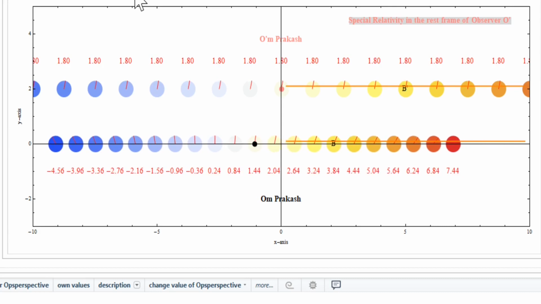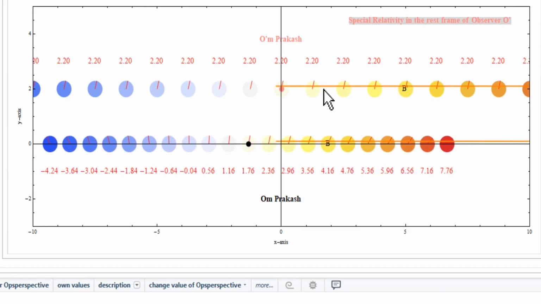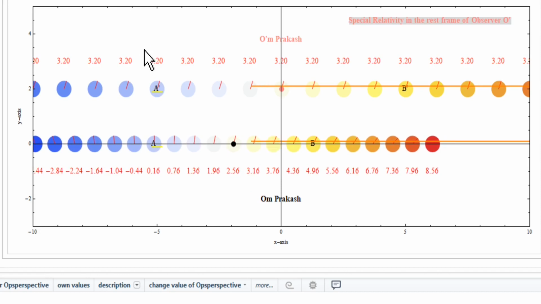Now if we forward this ahead, we see that at some instant of time, the light signal from B prime has reached observer O prime Prakash. So now they know that lightning has struck B prime. But you see that at this instant of time, lightning has not even struck observer A prime yet. That will happen later at a time of +3 seconds. So if we fast forward ahead, there we go.